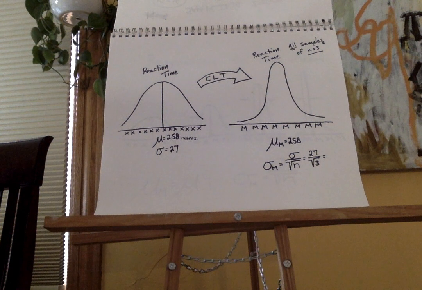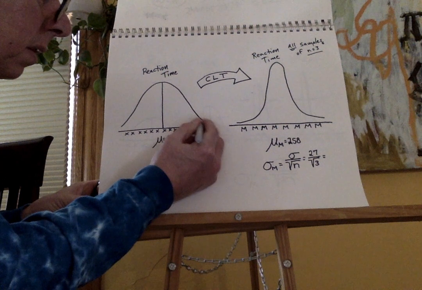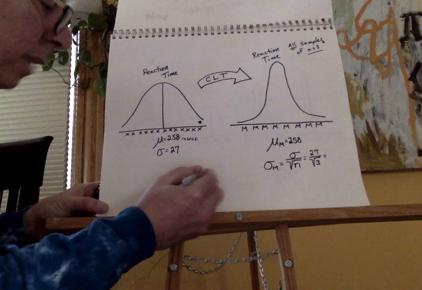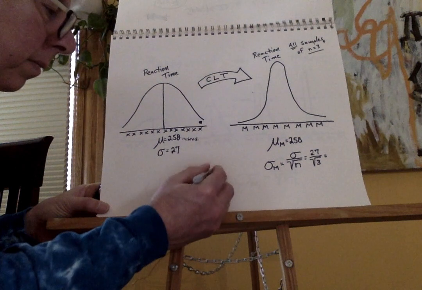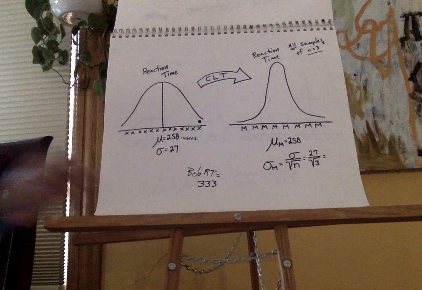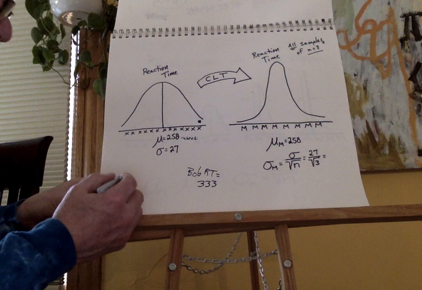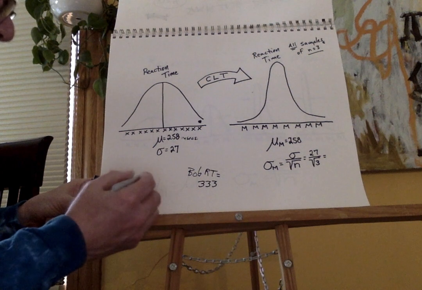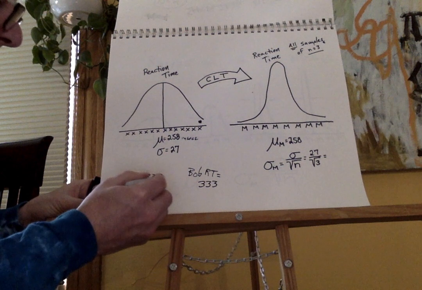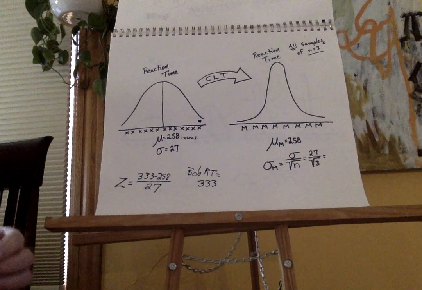And then we could start looking at people's scores. We talked about Bob, right? And here's Bob out here. Bob had a reaction time of what, 333 or something like that, right? And we said, gee, is Bob weird? Well, we're going to figure out if Bob's weird by looking at Bob's z-score: 333 minus 258 divided by 27. Okay, you guys remember this?